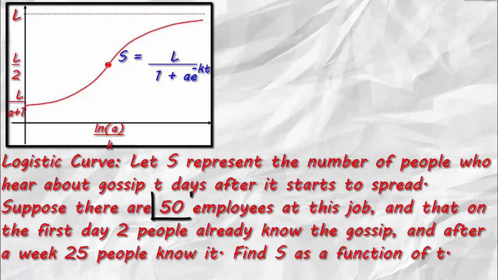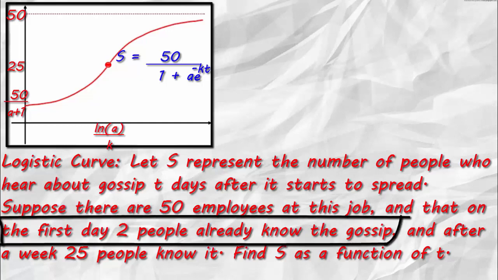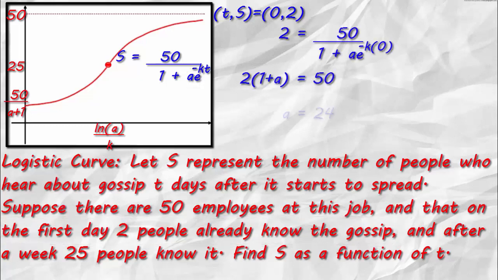Well, since at most 50 people can hear the gossip at work, the limiting factor L is 50. Then initially, which means that t equals 0, 2 people know the gossip, which gives the point (0, 2). This information is used to find the value of A, the initial value. Plugging this in and solving for A gives A equals 24.